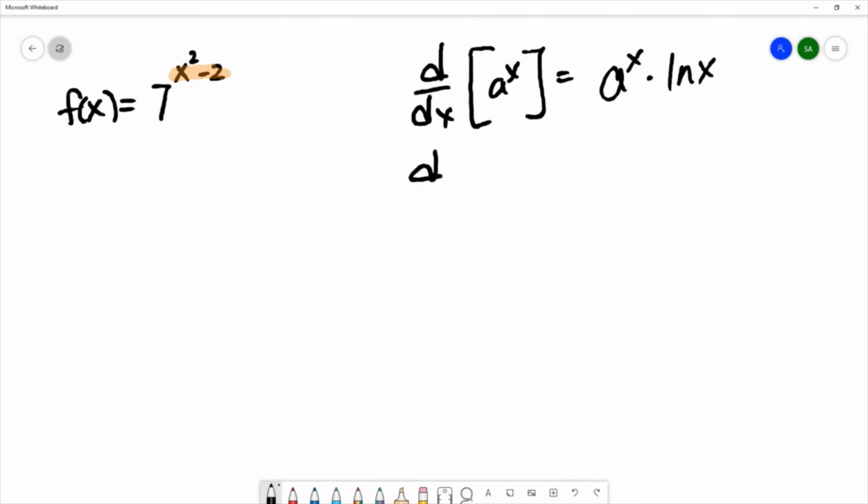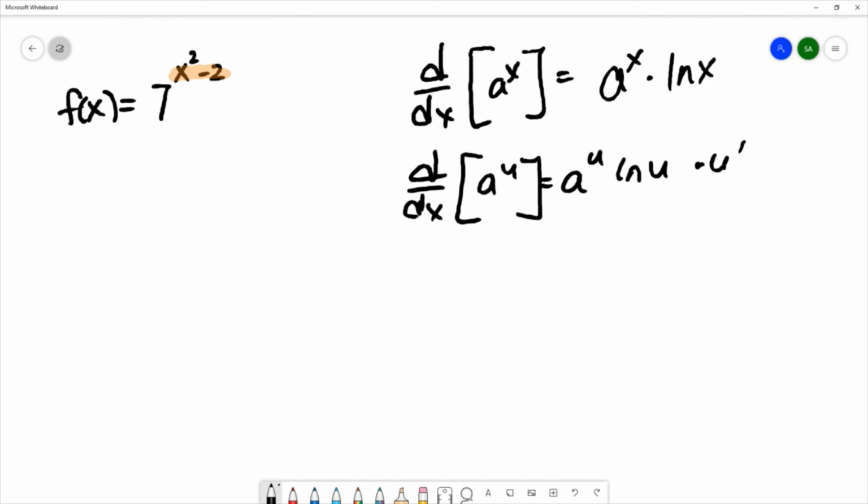So if we're thinking of this rule in terms of the chain rule, the derivative would be a to the u, ln u, times u prime. So we would chain the derivative of the inside. And I can see that I've made a mistake in my rule here, so I'm going to go ahead and fix it. This natural log should be natural log of a and not natural log of x and u. So that's natural log of the base.